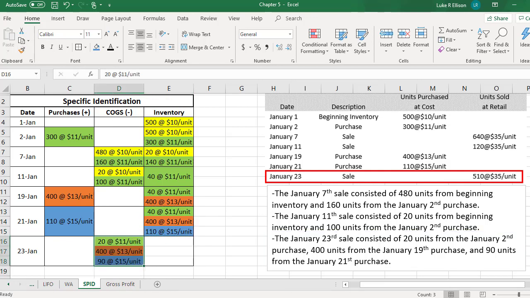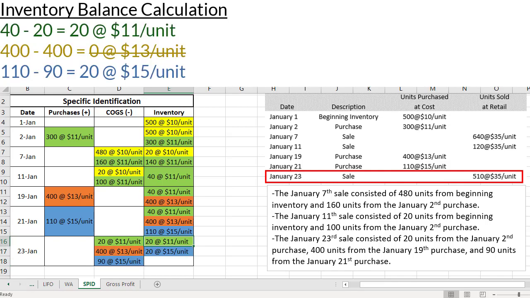Now we need to calculate the January 23rd inventory. Since cost of goods sold is minus, we take our previous inventory and subtract anything we sold one layer at a time. Maybe this is a good time for you to pause the video to see if you can figure out the January 23rd inventory on your own. Okay, the correct ending inventory is now showing in the chart. If you had any issues, the calculations are also showing on the screen now.